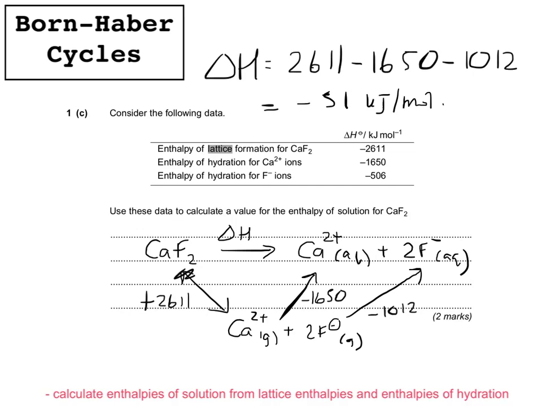So if you're working out enthalpies of solution, then you can use this Hess cycle idea. If you're trying to work out lattice formation or formation enthalpies, then generally a Born-Haber cycle is more appropriate.